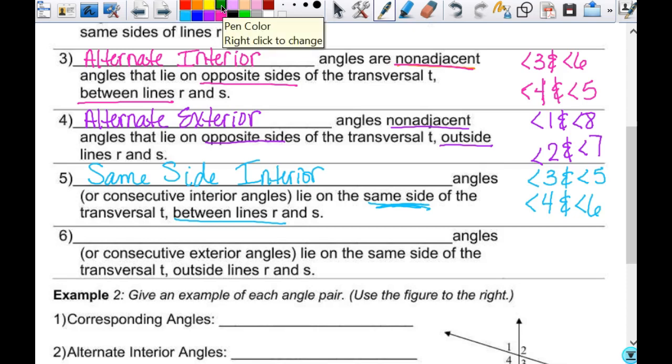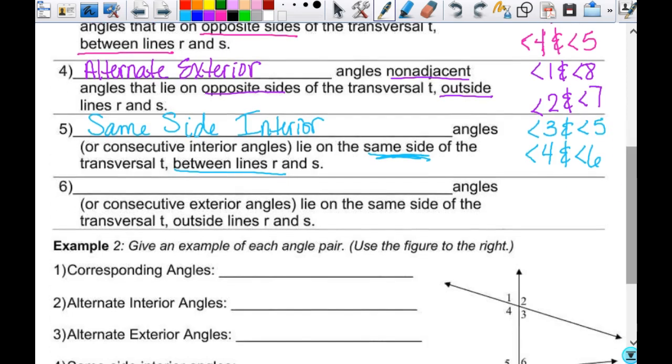Then we have angles that lie on the same side of the transversal outside lines R and S. What do you think those are called? There you go. Same side exterior. So those four names have interior and exterior in them. They're either alternate or they're same side.